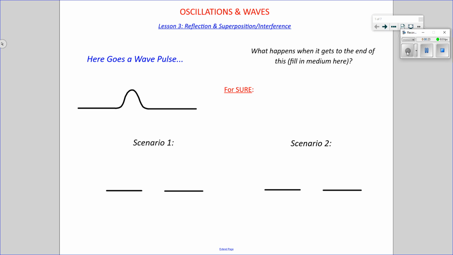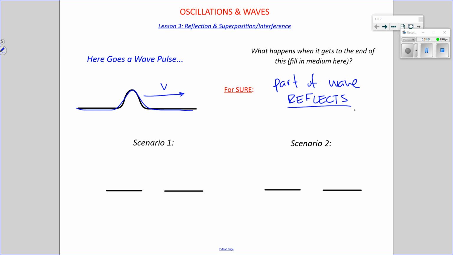Here goes a wave pulse. Look, this wave pulse we'll say is propagating to the right. There's its direction of motion. When it gets to the end of this stuff, and this stuff is the medium, whatever it is, for sure part of the wave reflects. And reflects means bounces back in the direction it came from. That's what reflection means.